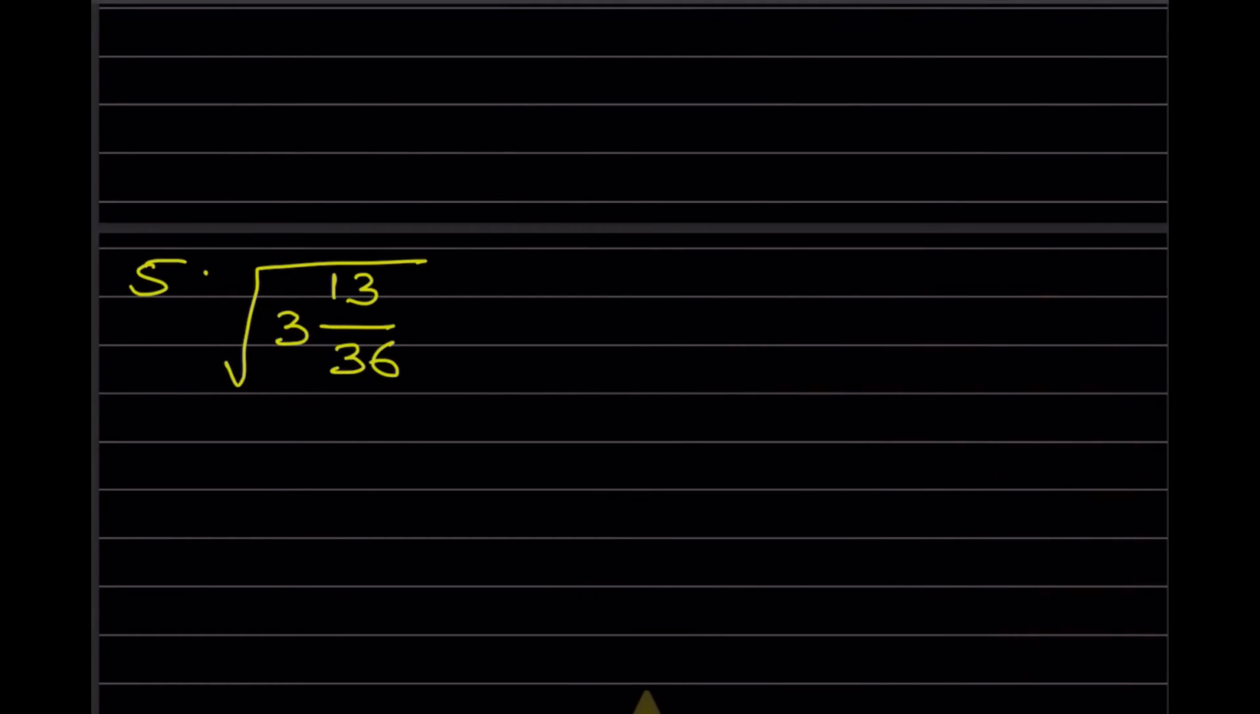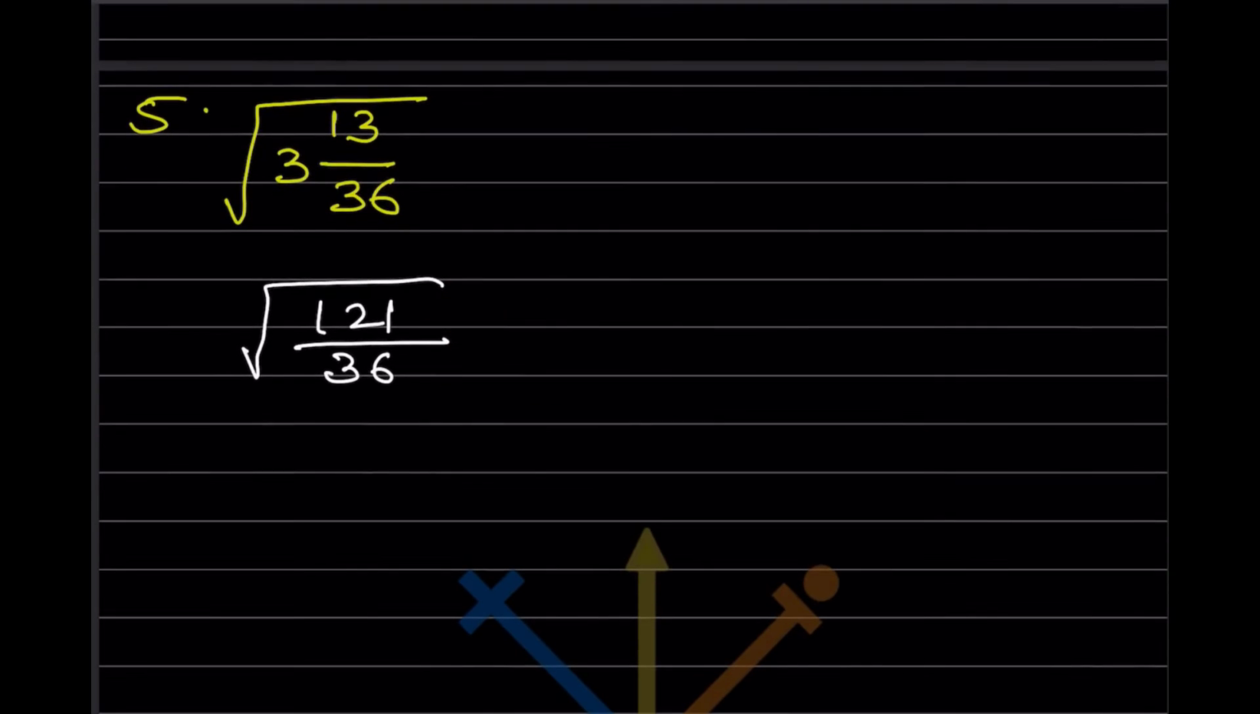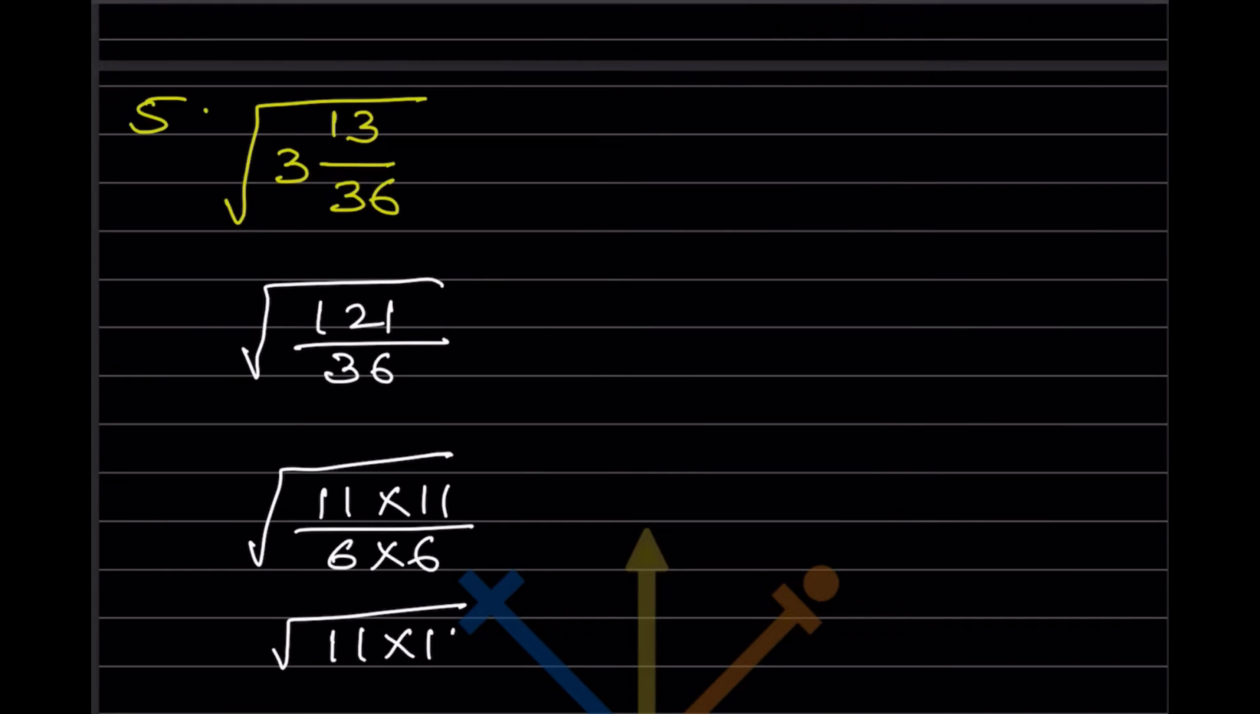So this one we can write now directly as 121, and the denominator is going to be the same, divided by 36. Now what you can see, both are perfect squares. So you are going to write this one as 11 into 11 is 121, and here will be 6 into 6. So now you are going to separate the numerator and denominators.